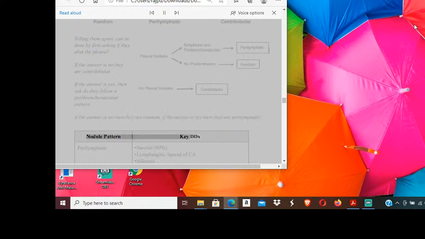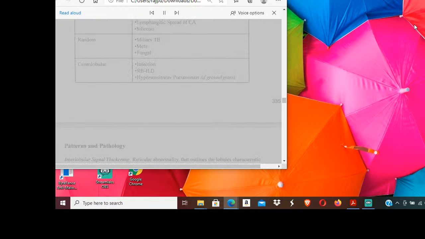Nodule pattern key differential. Perilymphatic: sarcoid, 90%, lymphangitic spread of cancer, silicosis. Random: miliary TB, mets, fungal. Centrilobular: infection, RB-ILD, hypersensitivity pneumonitis if ground glass.